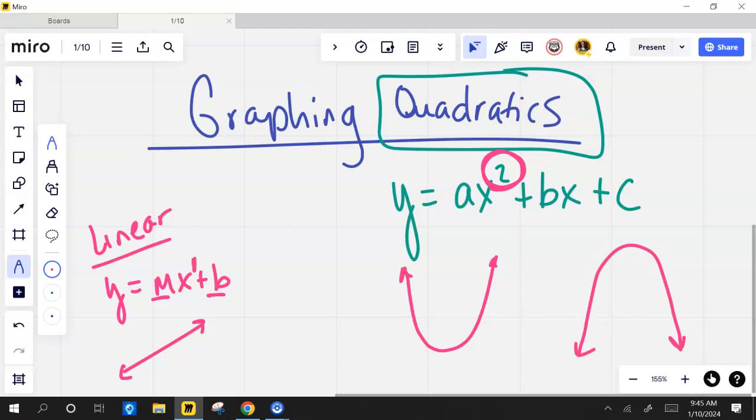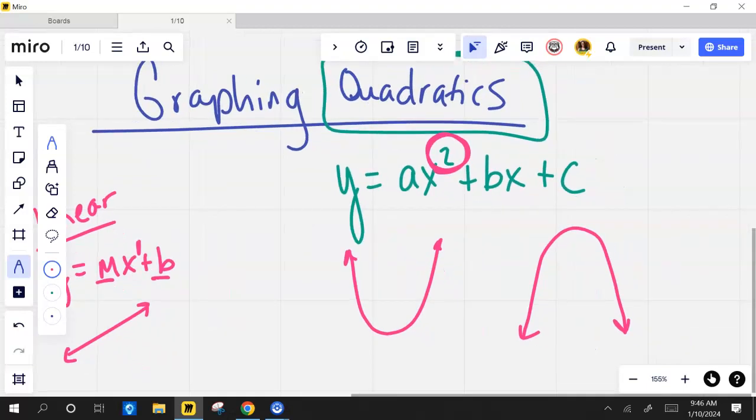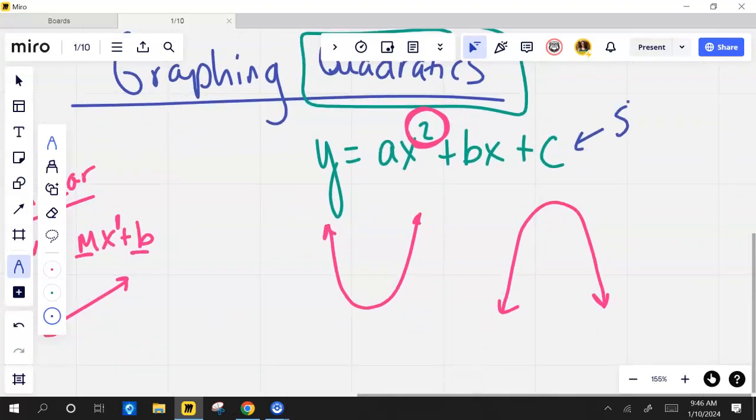And just like lines, we can do all sorts of manipulations with it. We can make it really wide. We can make it really skinny. We can shrink it, stretch it, do all kinds of stuff. But in general, that's what a parabola looks like. So that's what we're going to be graphing today. Now, this is what we call standard form.